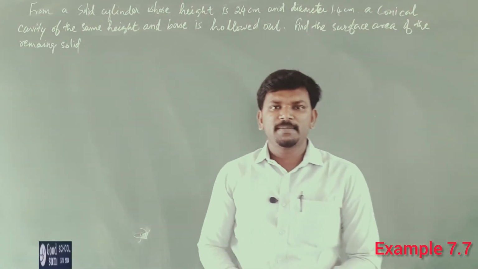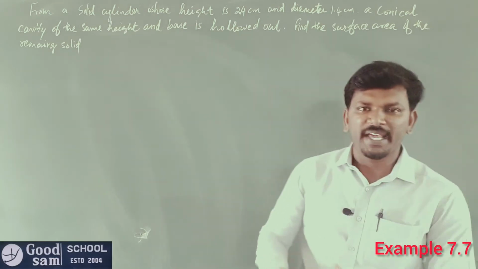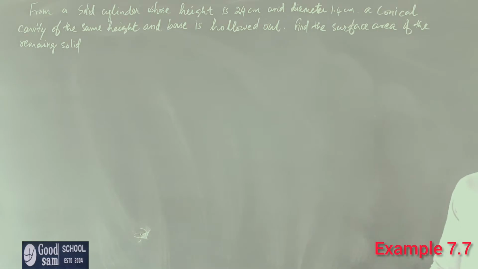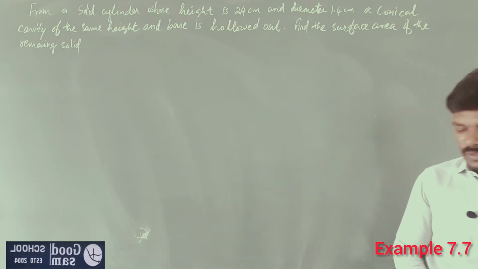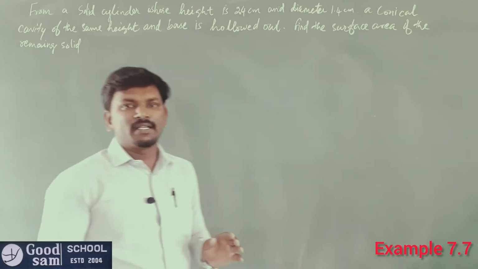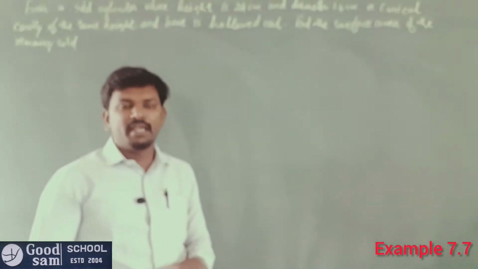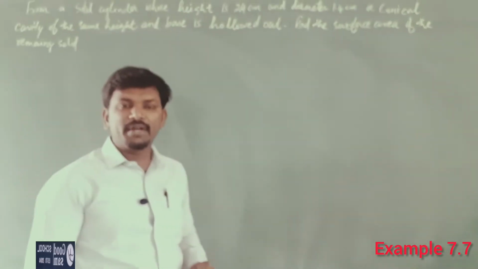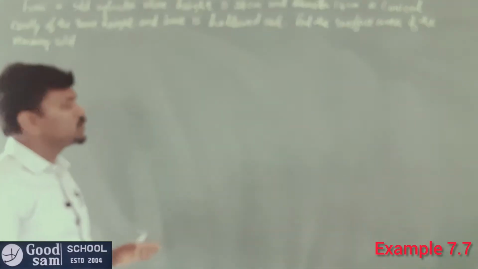Hello students. This is one of the example questions given in your textbook, example 7.7. It is based on the surface area of a cone and cylinder. First we have to read the question, then we have to draw the diagram.